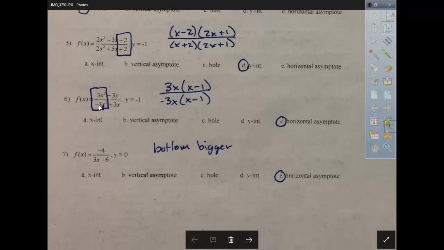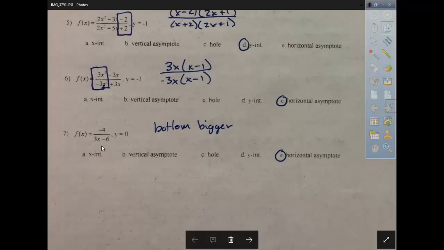Okay, number 6, a little bit similar. I factored it. I didn't really see anything going on at -1, so then I looked at the degrees. The degrees are both the same, so that means that we're going to have a horizontal asymptote at the ratio of the coefficients of the leading terms, so that's 3 divided by -3. So that would be -1, so that's going to be a horizontal asymptote.